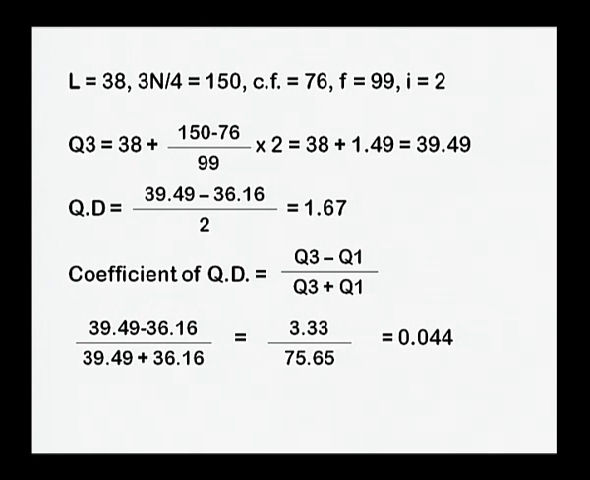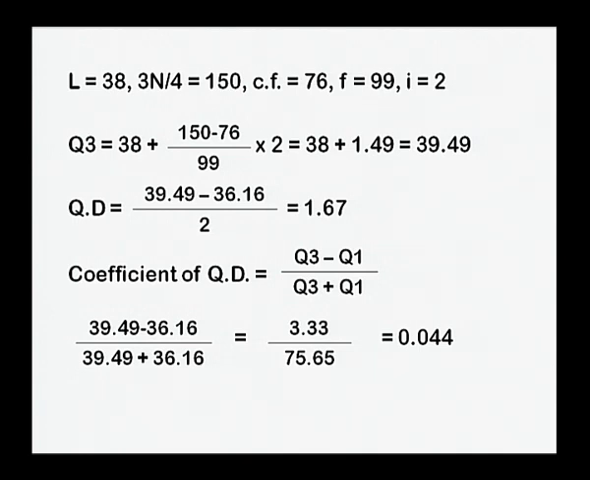So, we have calculated Q1 and Q3. So, we can calculate quartile deviation. Now, quartile deviation is equal to 39.49 minus 36.16, and that is divided by 2, we get 1.67. So, quartile deviation is equal to 1.67.